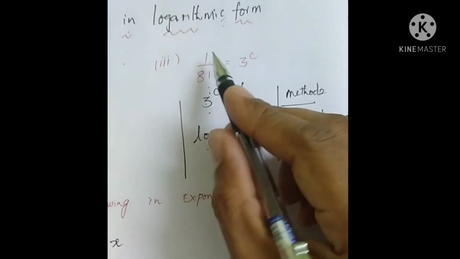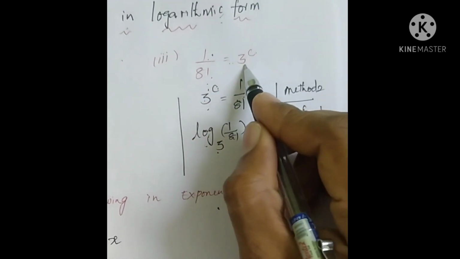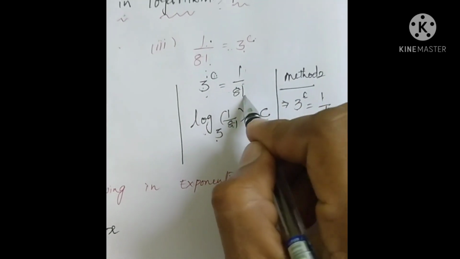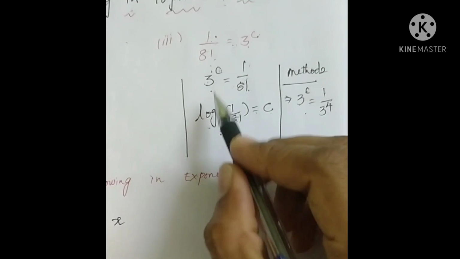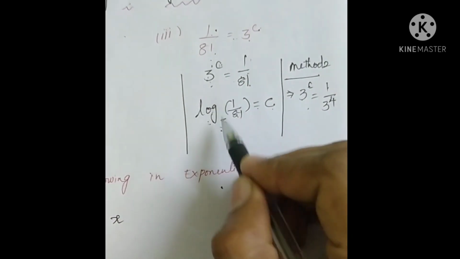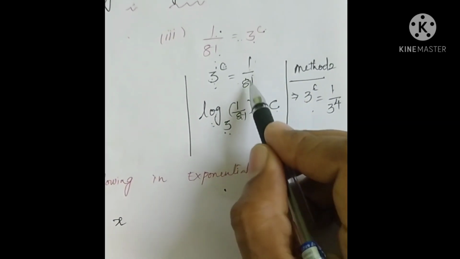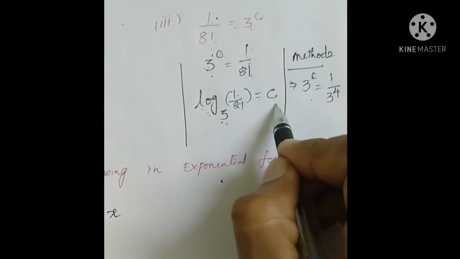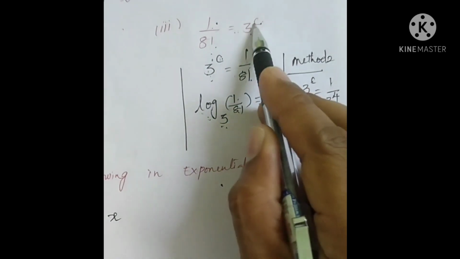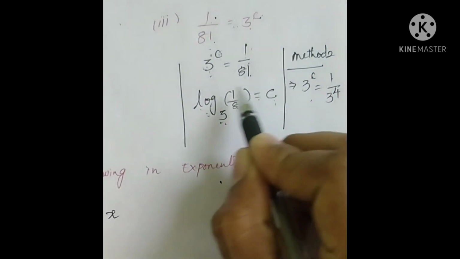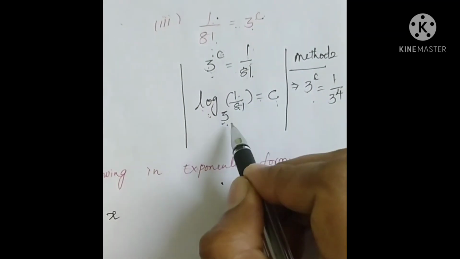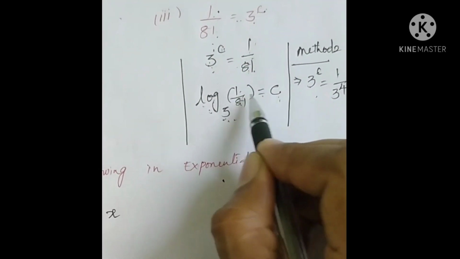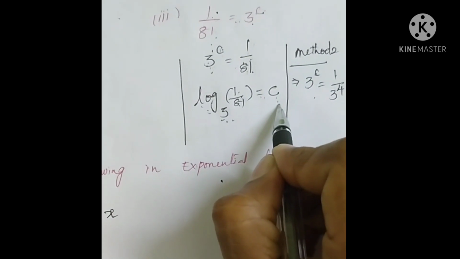This is the third one: 1 by 81 is equal to 3 power c. Here 3 power c is equal to 1 by 81. So take log; here the base is 3. Log 1 by 81 base 3 is equal to c. This is the exponential form and this is the logarithmic form. Here 3 is the base, and 1 by 81 is the log value, equal to c.